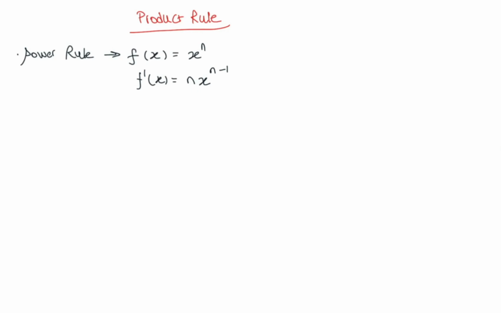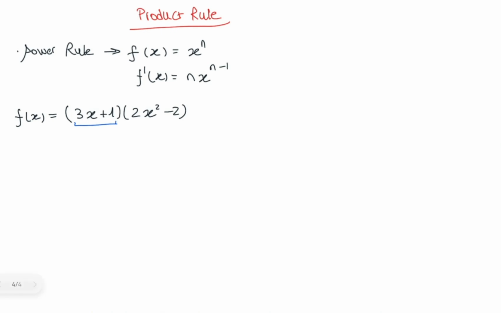Now, a product rule, by its name, is a product, so two things multiplied by each other. You use this rule whenever you encounter two things or components multiplied by each other. For example, (3x plus 1)(2x squared minus 2). Here we have two components. One of them is 3x plus 1, and one of them is 2x squared minus 2.